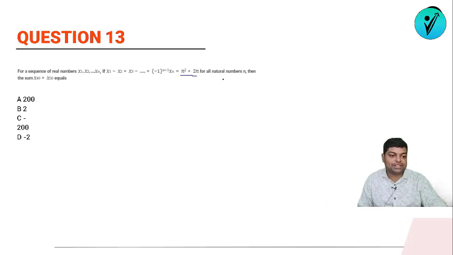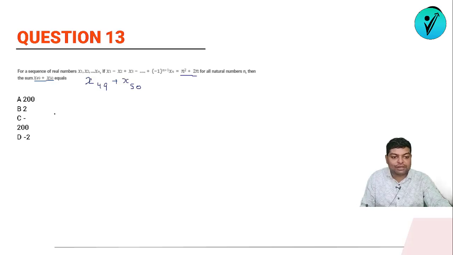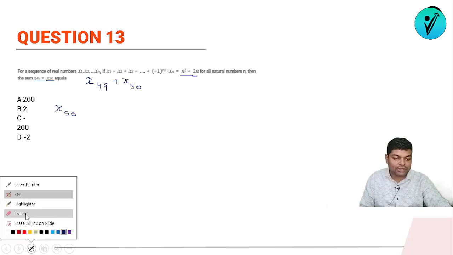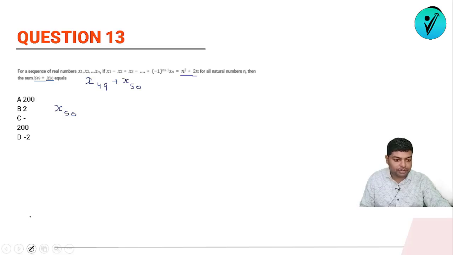So for all natural numbers n, then we have to find the sum of x49 plus x50. Okay, so this we have to calculate. So in order to get this, first of all let's calculate the value of x50. So how to get it?